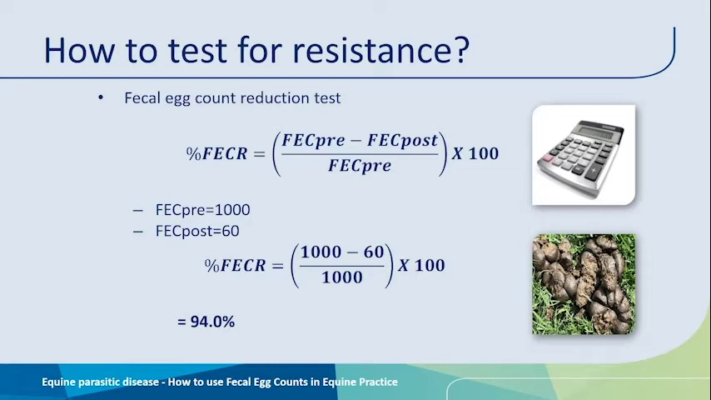There are no alternatives. And the simple way of doing it is to collect samples at the day of treatment and again 2 weeks post-treatment and calculate the percent reduction as shown in the formula on the screen. Here's one example with a horse that had a 94% reduction. Now, this is the standard way of doing it.